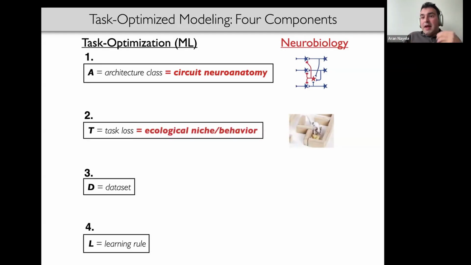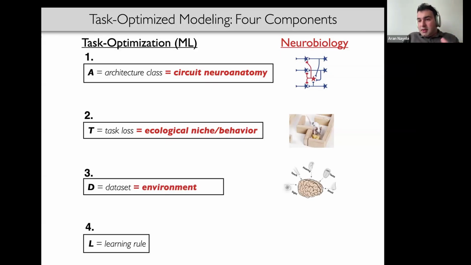The task loss, for example, is a hypothesis of the ecological niche of the behavior that we think that brain area is thought to perform. So in the case of the visual system, it was object recognition, right? At least for the first 100 milliseconds of visual processing that we're looking at there. The data set is the environment. So in this case, the set of naturalistic images, that's the ecological diet that the visual system's optimized for. So for example, if we were to optimize neural networks, not on naturalistic images, but to do weird bespoke tasks like barcode reading, they wouldn't be good representations of the actual visual system.